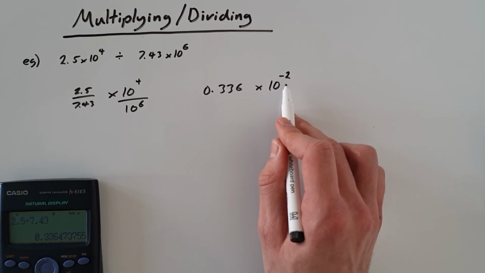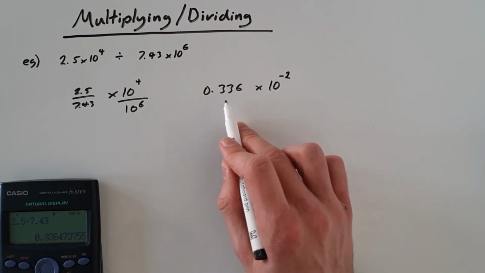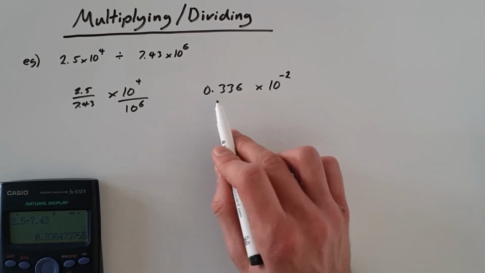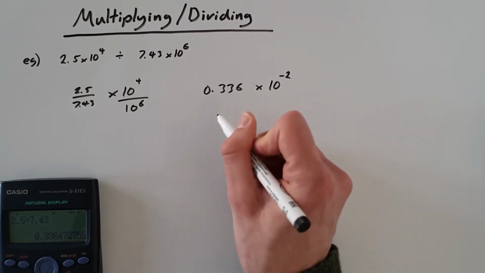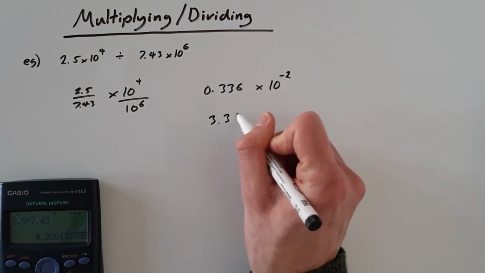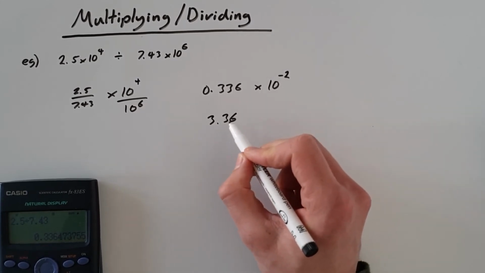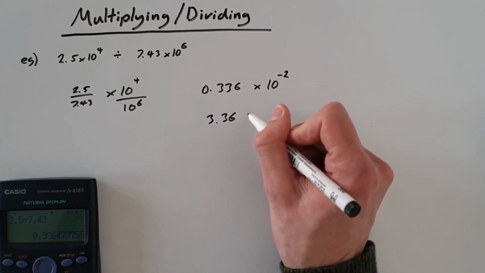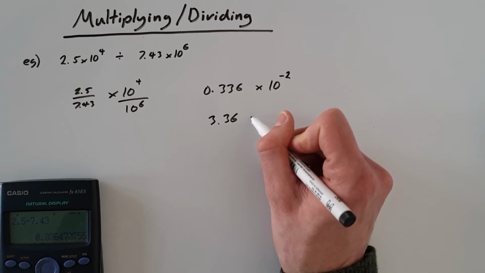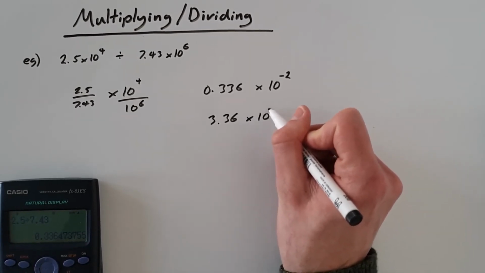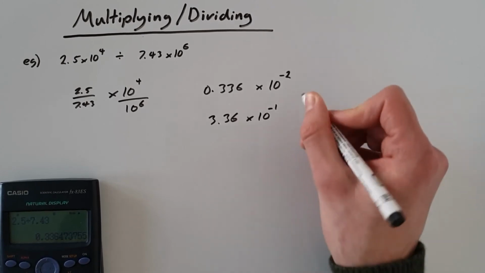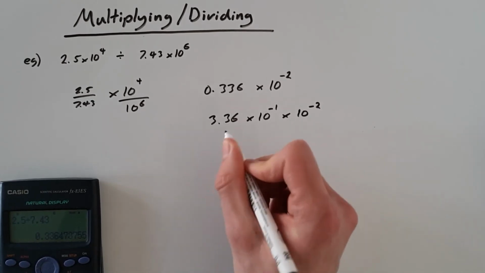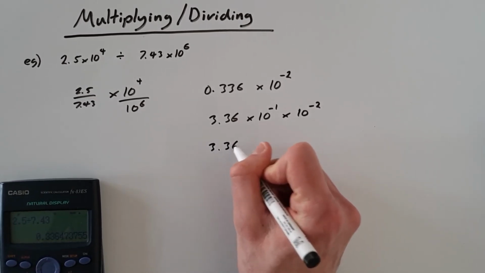But again, just like the previous example, this currently is not in standard form because this number at the front is not between 1 and 10. So we want to move the decimal point this way 1. So this will become 3.36. And what we've done here, to get this back to this number, we want to divide this by 10. We want to divide it by 10, which is the exact same as writing times 10 to the minus 1. And then this is still times 10 to the minus 2.